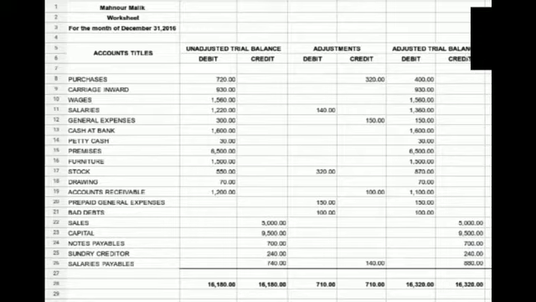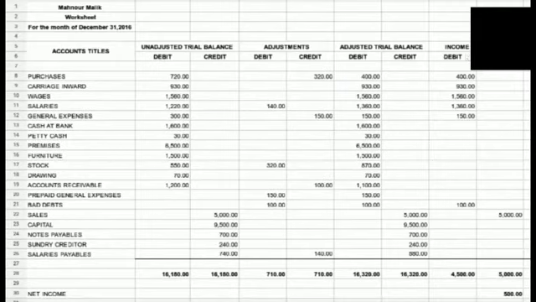So that's all. Let's proceed to the income statement and balance sheet, which are our basis for the preparation of the financial statement. In the income statement, we just carry forward the amount of the expenses on the debit side and carry forward the amount of revenue on the credit side.